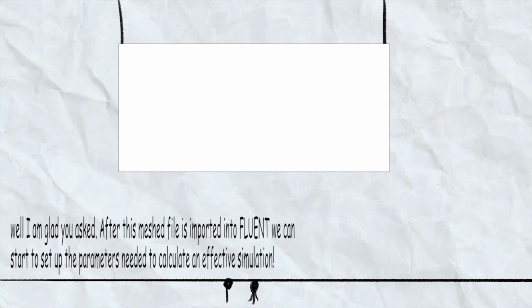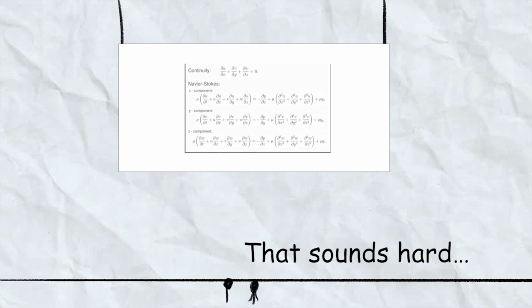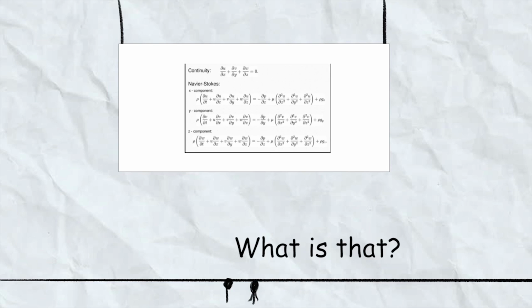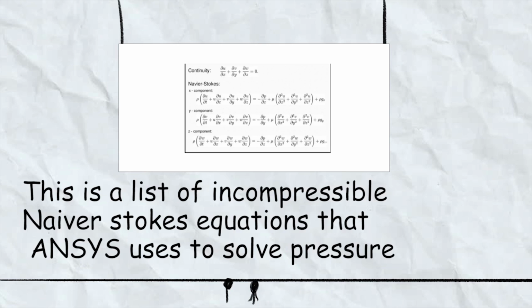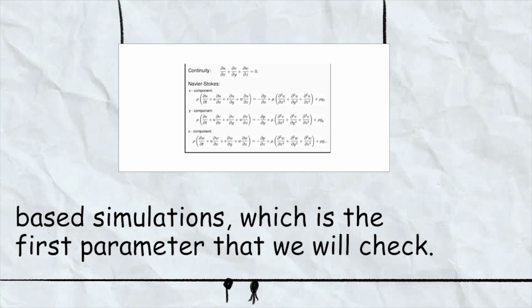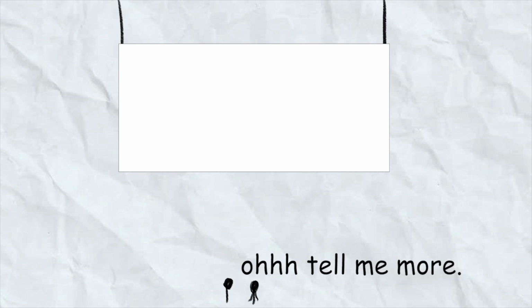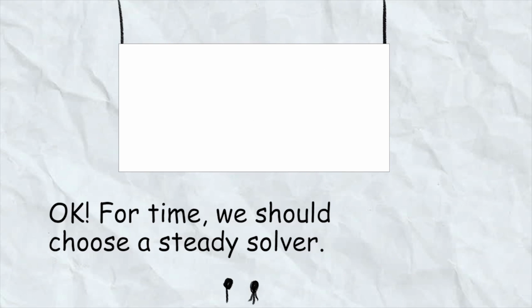After this meshed file is imported into Fluent, we can start to set up the parameters needed to calculate an effective simulation. That sounds hard. It really isn't. I'll show you. What is that? This is a list of incompressible Navier-Stokes equations that ANSYS uses to solve pressure-based simulations, which is the first parameter that we will check. Oh, tell me more. Okay.